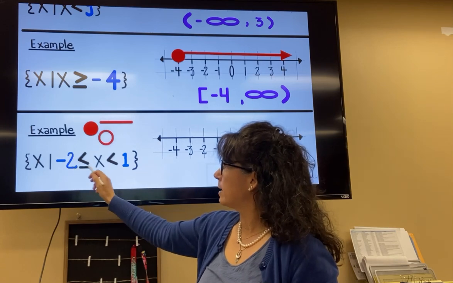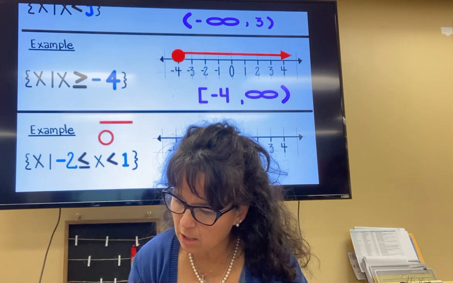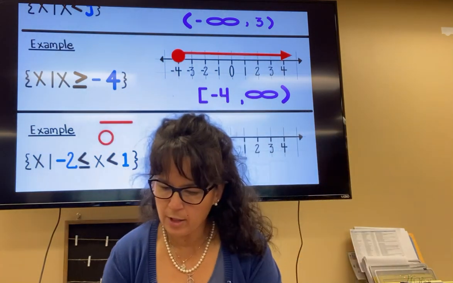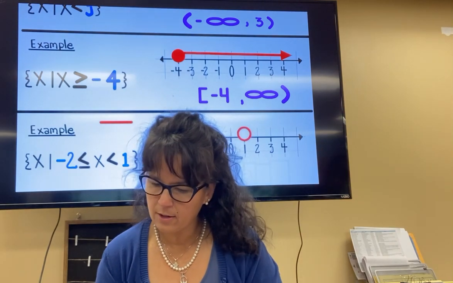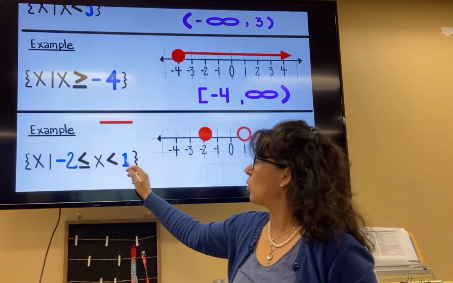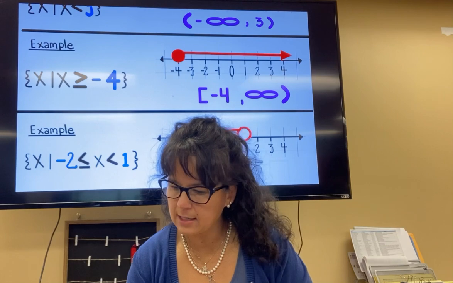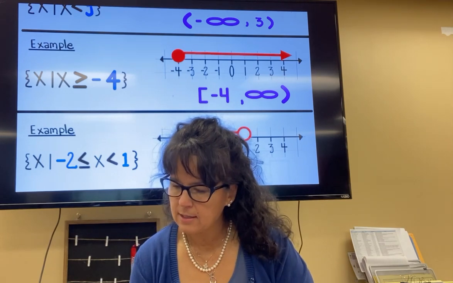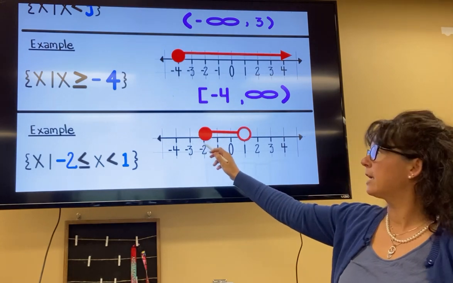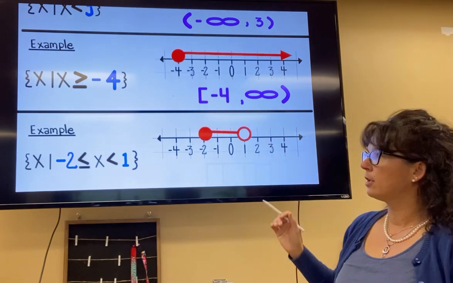At -2, because of the underline, I'm going to put a solid dot there. And then 1 does not have an underline, so I'm going to put an open dot there. And then my x is stuck between those two numbers. Okay, so we're going to attach that like that. So numbers that make this true are -2, including -2, through 1, but leaving out the number 1.